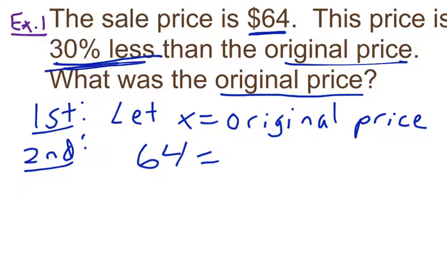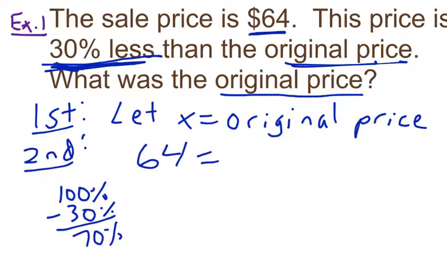Well, if it's 30% less than the original, what am I taking that from? 100%, right? 100% represents the original price. I'm just taking 30% less than that. So 100 minus 30% gives me 70%. And I know whenever I write a percent into an equation, I should make it into a decimal, so I move it 2 to the left. So I'm going to plug in a 0.7 there instead of a 70. And that's 0.7 of the original price.